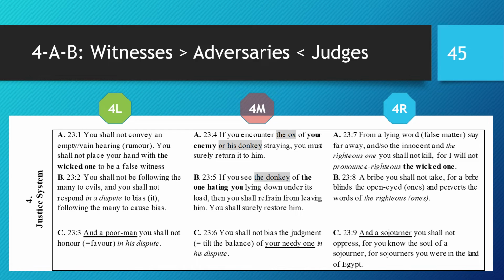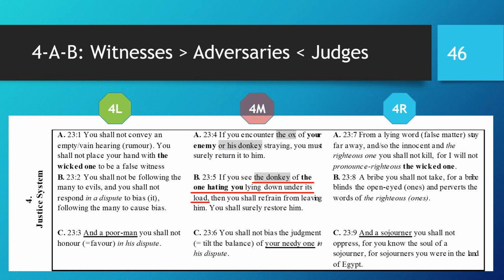The courtroom or legal system is represented through the imagery of the A-B pairs. Witnesses on the left, LA and LB, and judges on the right, RA and RB, form the framework of the court. However, the function of the donkey lying down under its load in M is not obvious. Its parallel in Deuteronomy contains virtually identical laws, except there they refer to your brother's ox, as opposed to your enemy's ox and donkey in this text.